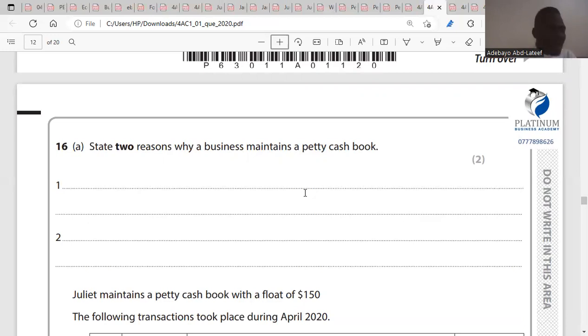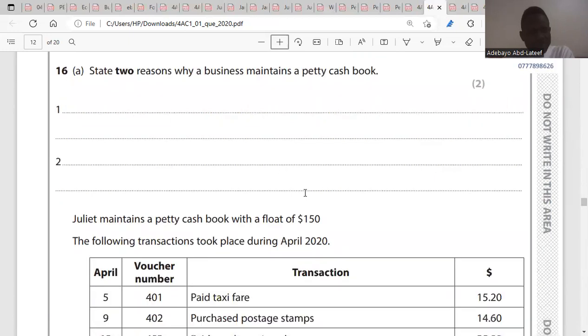And also when you have low value payments, like you want to pay $10, you want to pay $5 for some contractors, you want to pay for transportation, you use your petty cash to do that. Is it clear? Yes. All right, good.